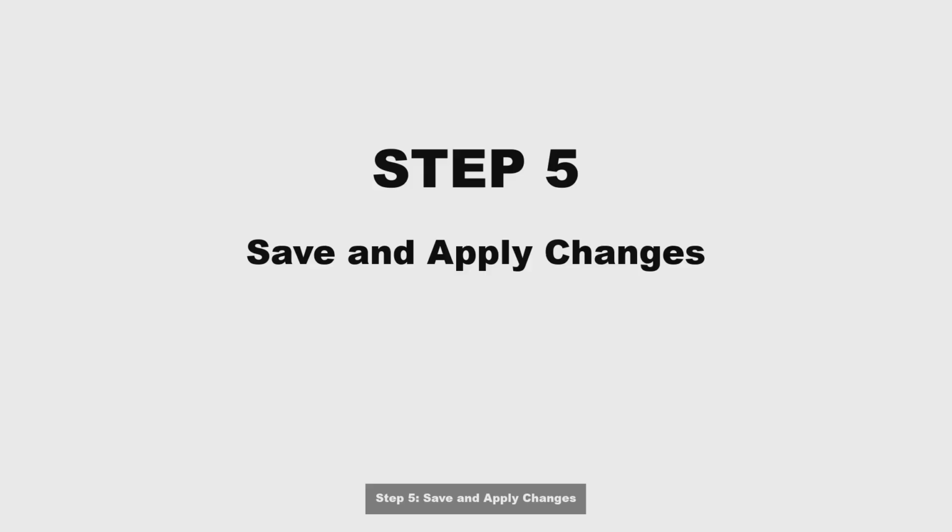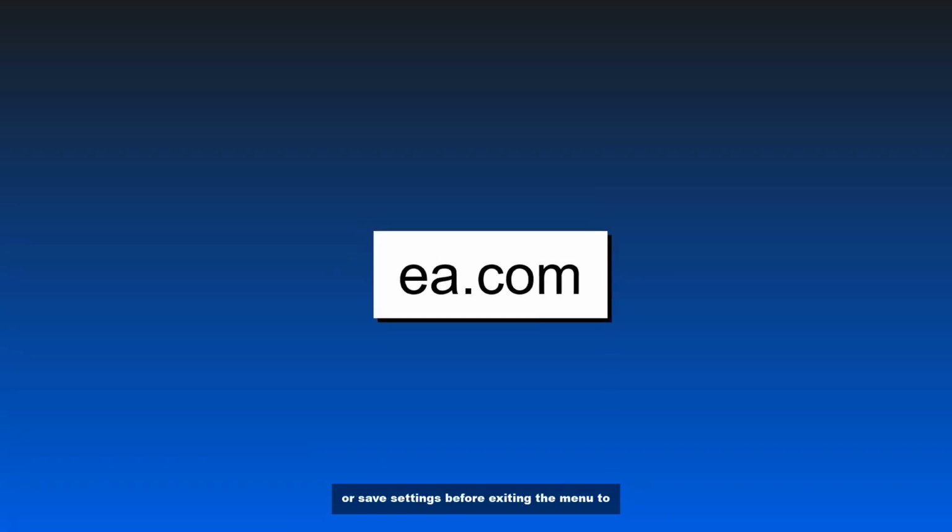Step 5. Save and apply changes. After making your adjustments, ensure you save the changes. Look for an option to apply or save settings before exiting the menu to ensure your new graphics settings take effect. By following these steps, you can successfully install and optimize the graphics settings for EAFC 25.